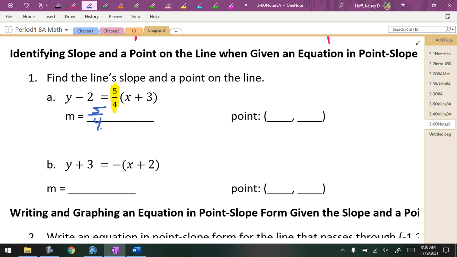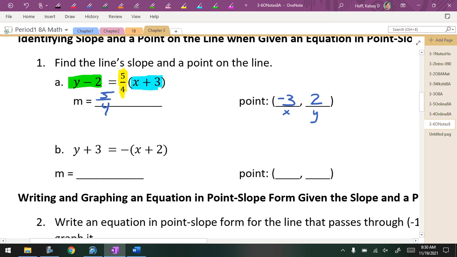Okay. Now, your point is going to be x, y. This is where we have to be really cautious. So in our x, what number does that look like? +3. So in our point, it's going to be -3. Our y in our equation looks negative. In our point, it is positive. Okay? They are opposite.